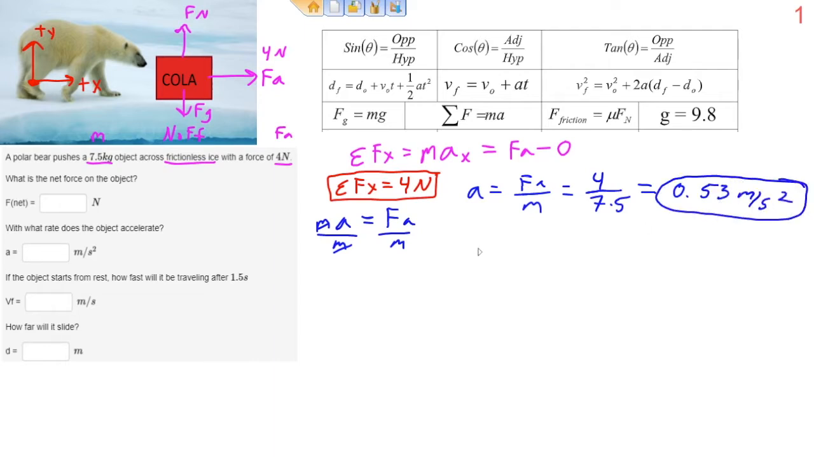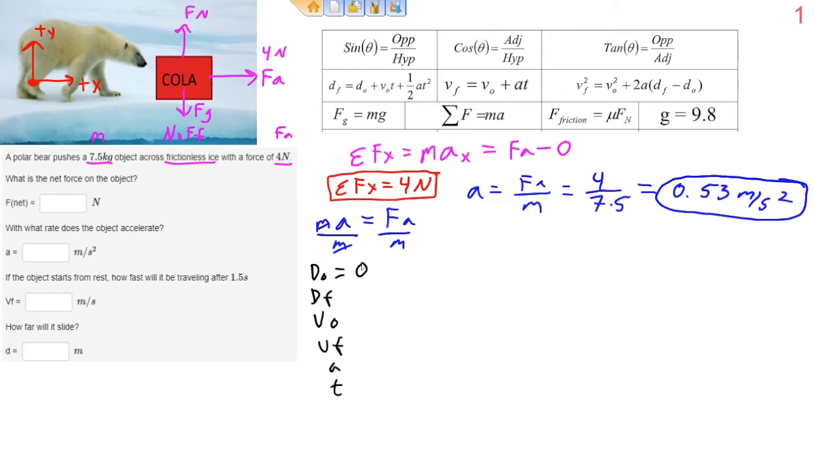Next thing I want to do is figure out if the object starts from rest, how fast will it be traveling after 1.5 seconds? Well, if it's asking how fast something's going to be moving after a certain amount of time, that's talking about kinematics. So I'm going to have to use one of my kinematic equations from above to figure it out. I would recommend, just to be safe, go ahead and label your variables for kinematics like we used to back in the day. So we have d0, df, v0, vf, a, and t.